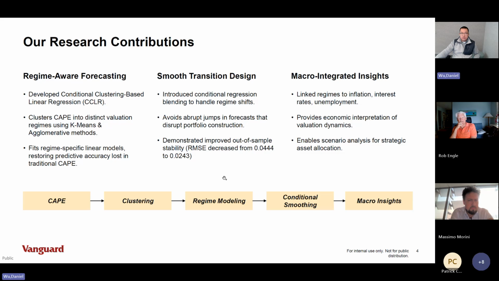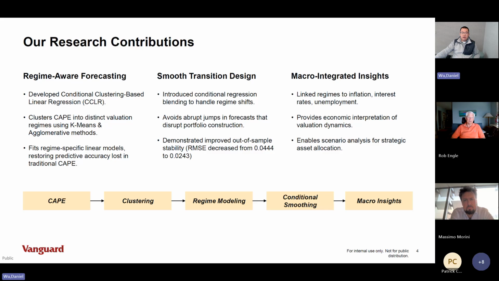And then our research contribution, I want to put it in the front. The CAPE is a use case to enhance. The key contribution, I would say, is that we designed an all-new algorithm called CCLR, which is conditional clustering-based linear regression. This is not some model that already exists. This is all new. We designed it from the ground up.